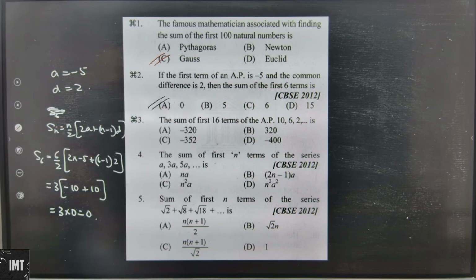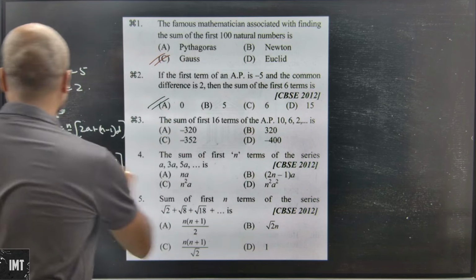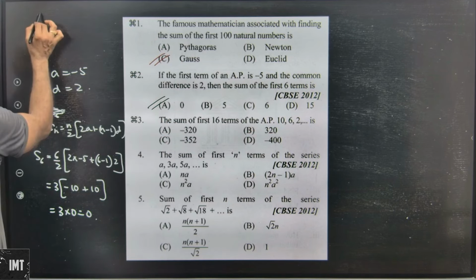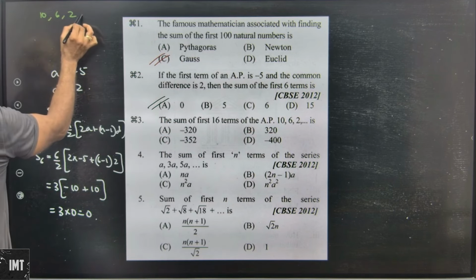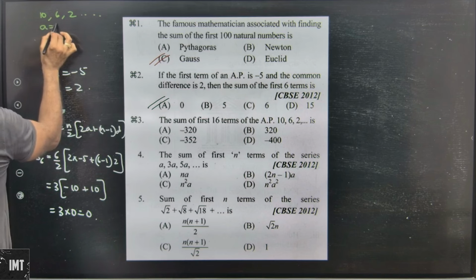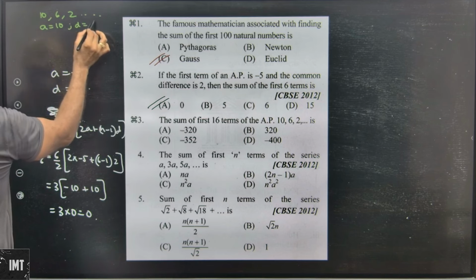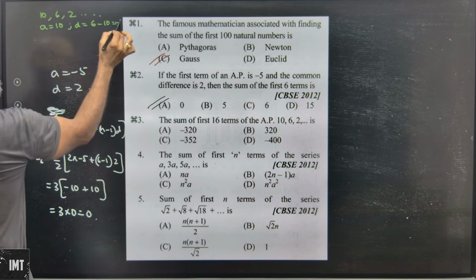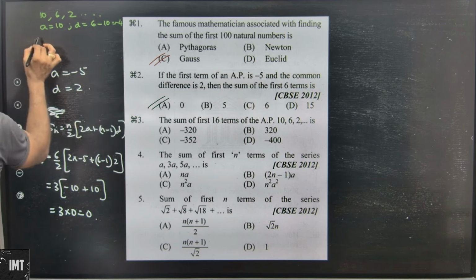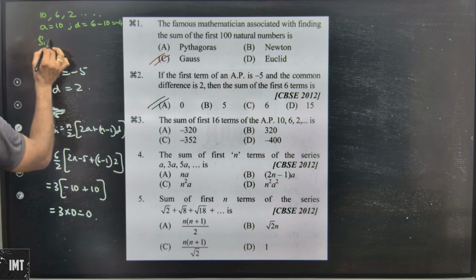Okay, the sum of first 16 terms of the AP. Let's look at this AP here. So here we have 10, 6, 2. So obviously A is 10, and what will be the value of common difference? It will be 6 minus 10, that is minus 4. Okay, we have to find out the sum of the first 16 terms.